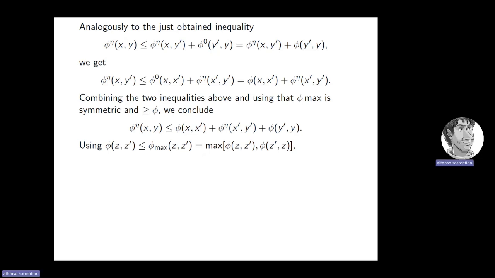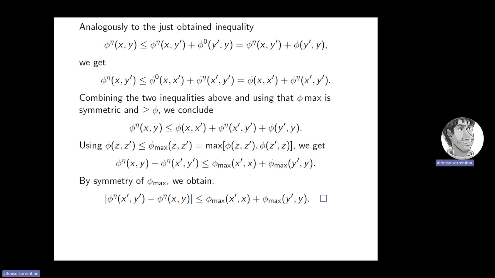Because phi of CD prime is less than phi max, we get from this inequality this one. And this one is symmetric in x, x prime and y, y prime. So you can obtain it with the absolute value inequality.